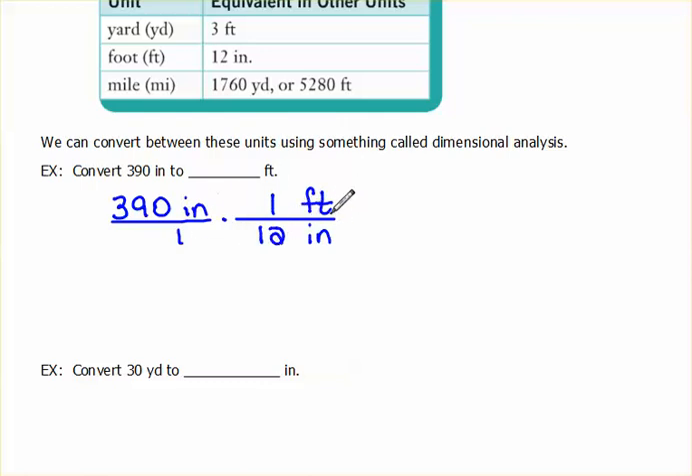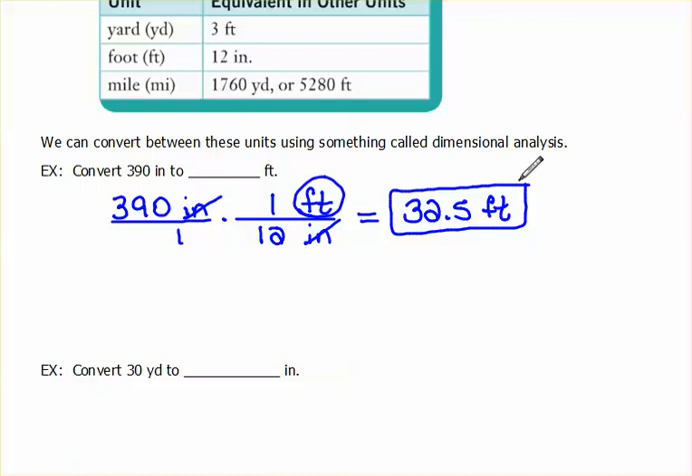Now, because we've set this up using fractions, inches on top and bottom will cancel with each other, and the only units that we're left with are feet. So now it just becomes a simple division problem, and our units are the correct ones that we want to end up with. So now we would just take 390 and divide by 12 to get 32.5 feet. So that's how you do dimensional analysis.